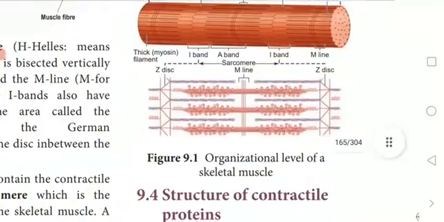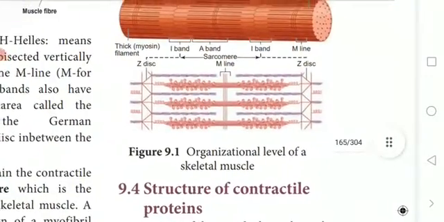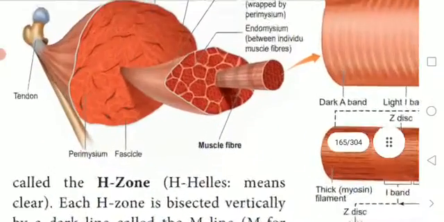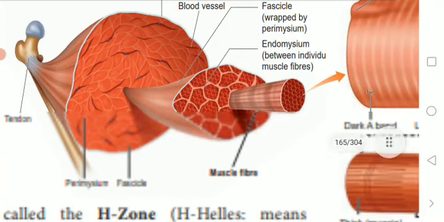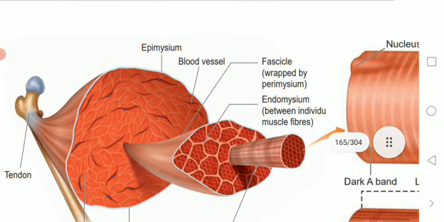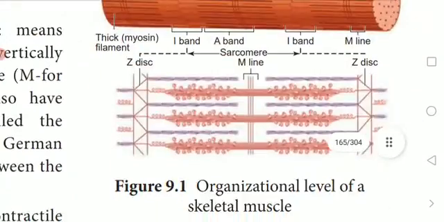Here, this is the organizational level of skeletal muscles. Structure of sarcomere. Here, this is the muscle. The muscles have a basic structural and functional unit we call a sarcomere. I'll explain to you what is sarcomere and what is myofibril. Along the length of each myofibril, there is a repeated series of dark and light bands.